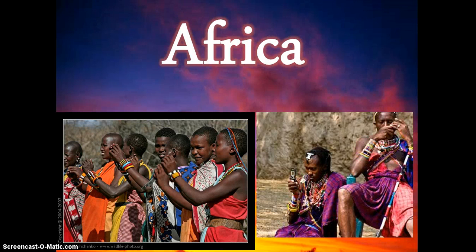Lesson 5, Africa. Let's begin by looking at the pictures on the front slide. Here we have beautiful African clothing and color in the clothing, jewelry, hairstyle, and tradition. Now, I like these two pictures a lot.